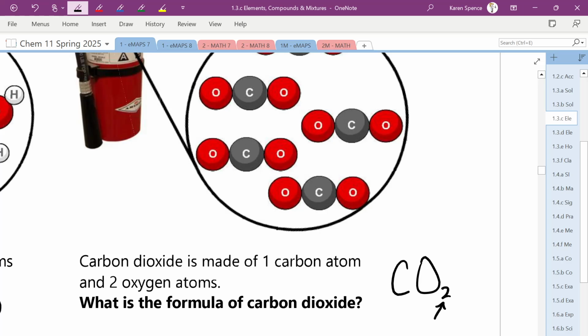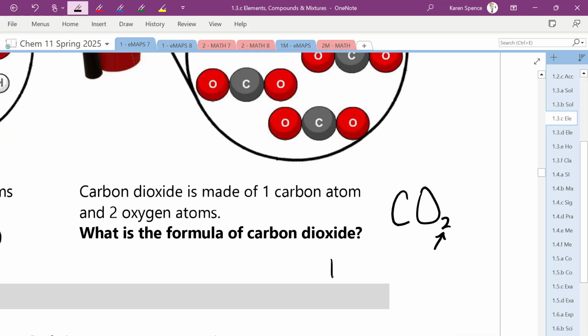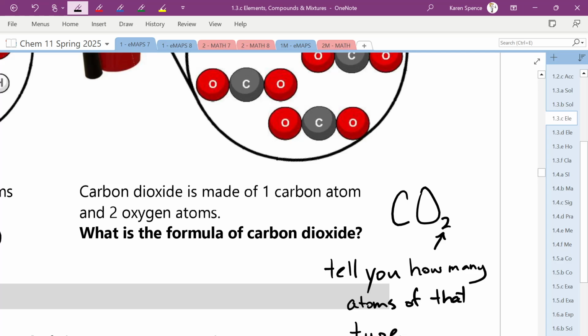So what do those subscripts tell you? They tell you how many atoms of that type. That's okay, we'll come to that later. Just all in good time, okay? And if there is no subscript, that means there's just 1.